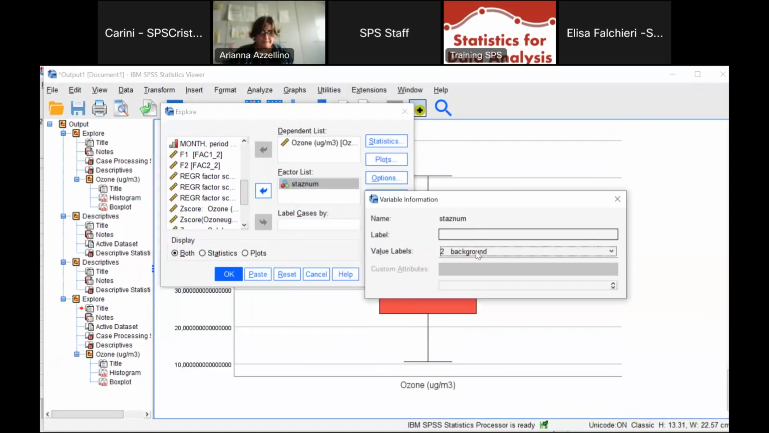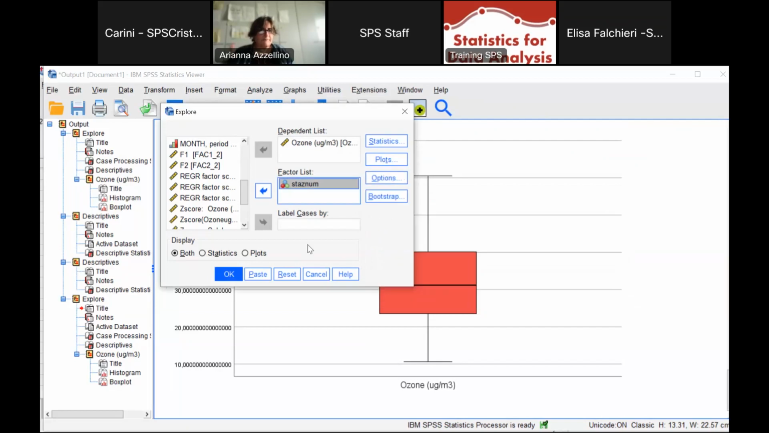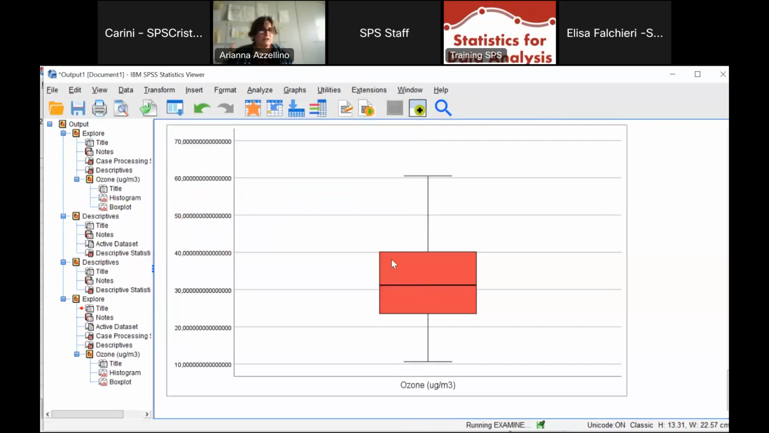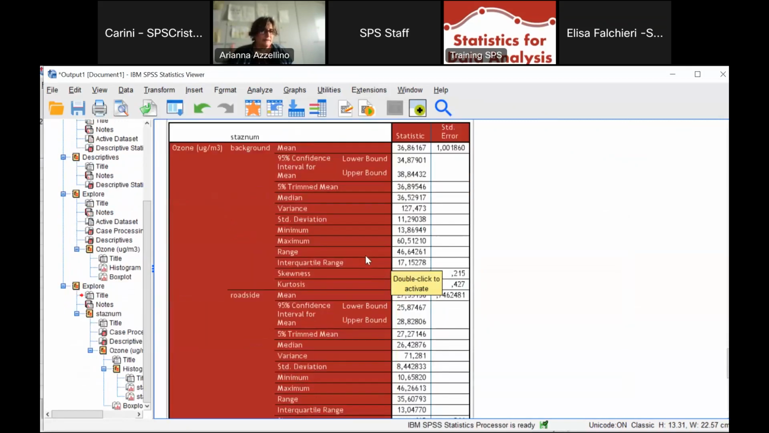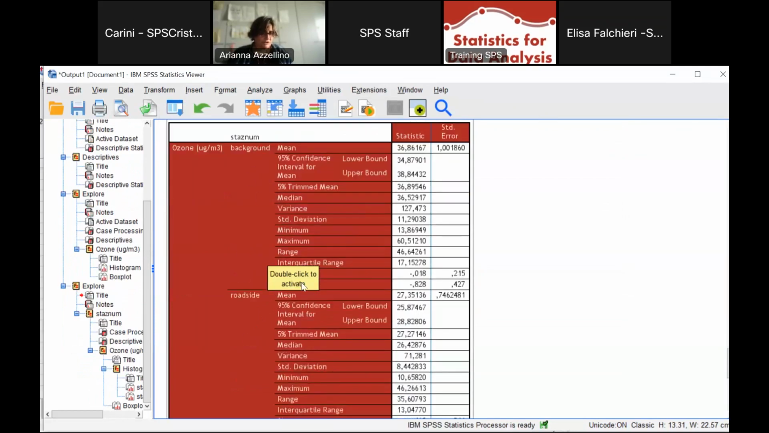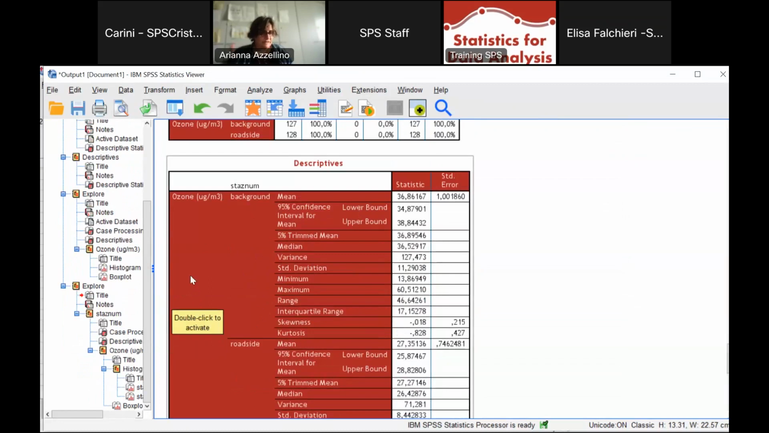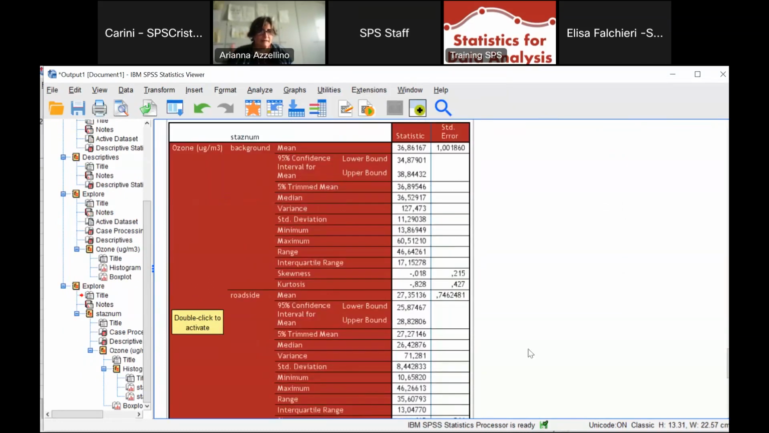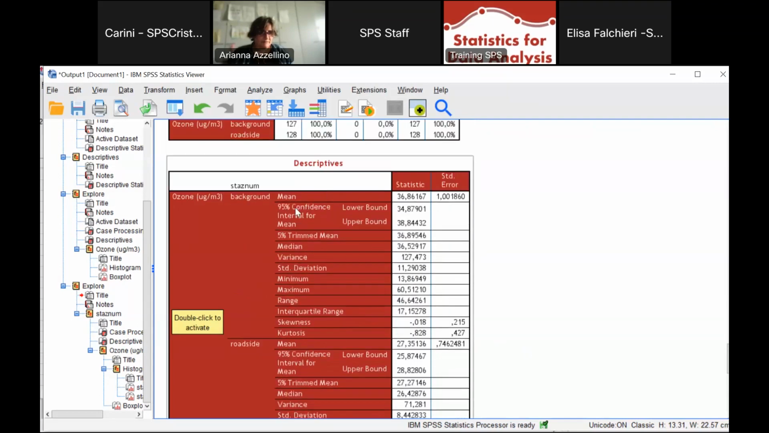This variable explains which ozone concentrations belong to the background station and which are the other values which instead are taken from the roadside station. So by including the factor, the explore command will produce a separate report for the two types of station. It is a sort of stratified analysis.